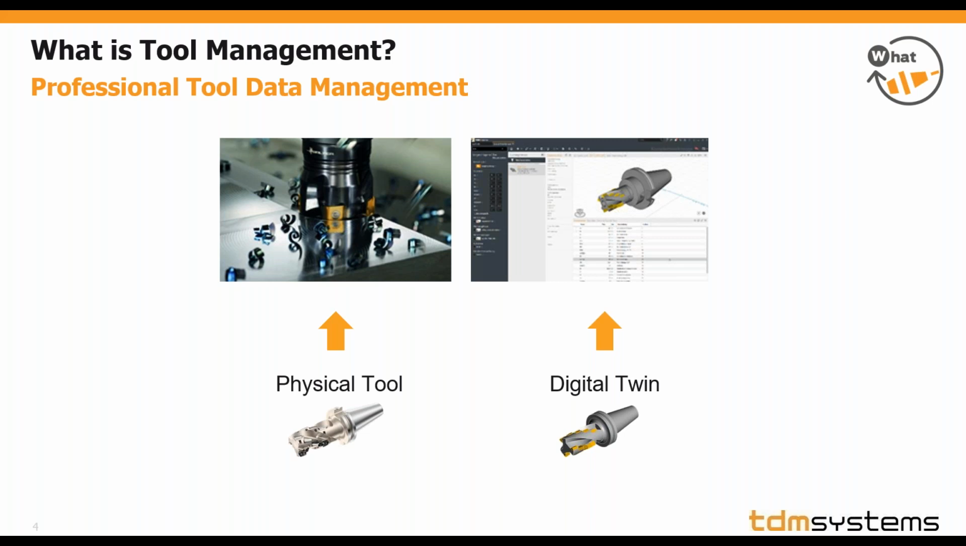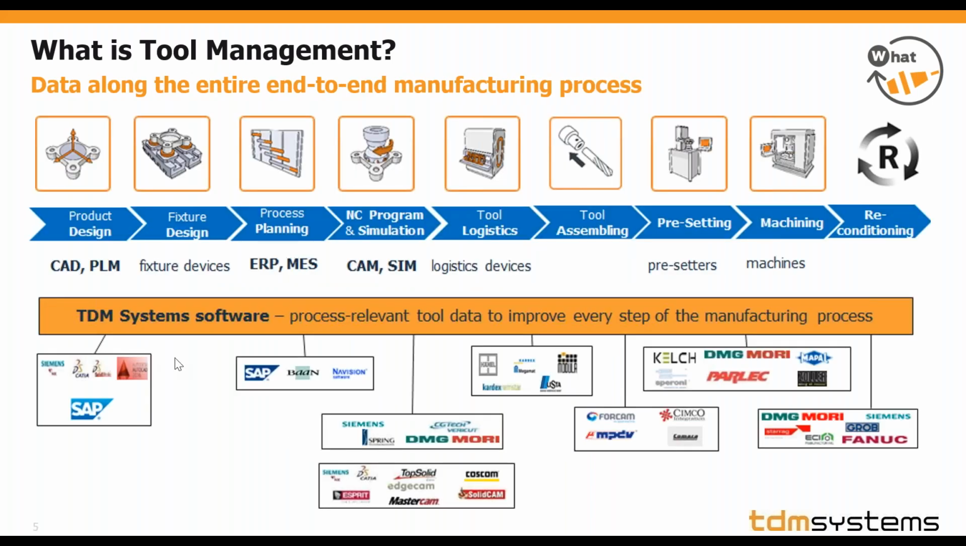It could be a drawing, two-dimensional, it could be a 3D representation of the tool. It could be an article number, a cost. So there are a lot of parameters which come with the digital twin of a physical tool. And this digital representation is used in the entire end-to-end process of the manufacturing world. So from an ERP system, a product lifecycle management system, a CAM system, vending systems, machines, they all need data. They all consume data from the tool management system.